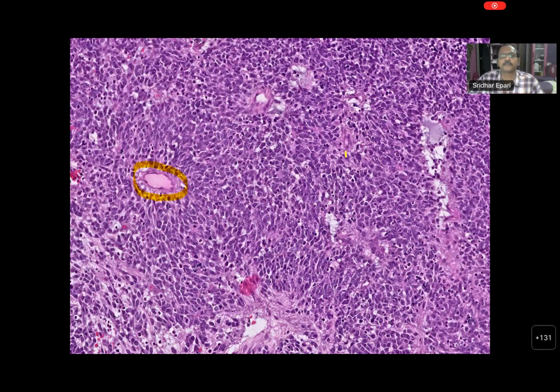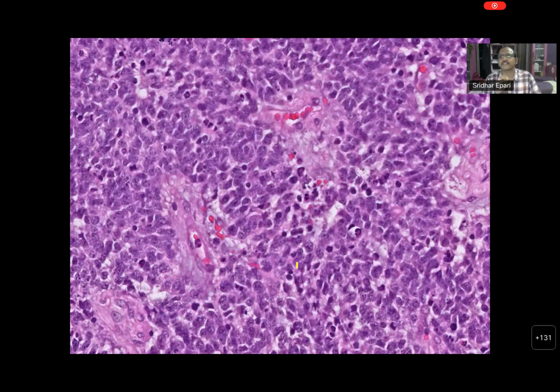What's the differential here? If you want to club this tumor or assign a family of tumor, what tumor will you call? Because of the age group, the apoptotic bodies, plus the high mitotic index, I would like to place it in embryonal tumor. Very good. So again, this is an embryonal tumor, which is very packed, with very high mitotic activity, as you said.